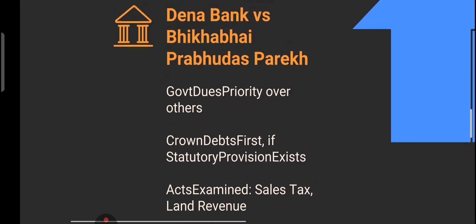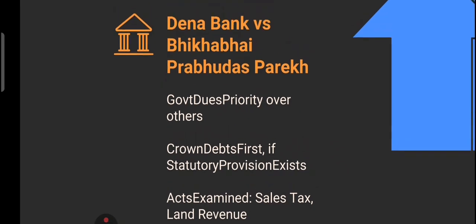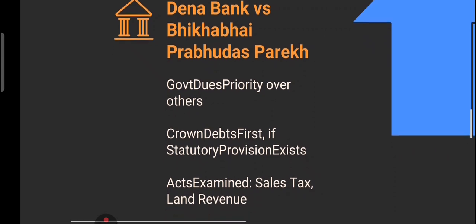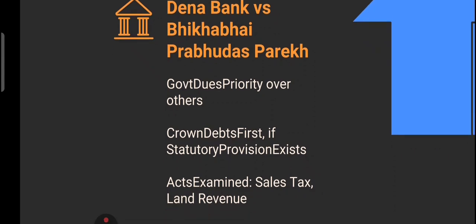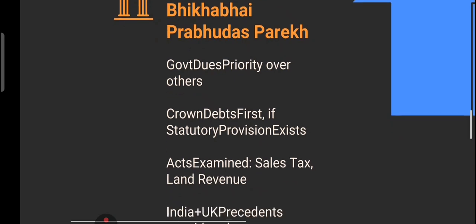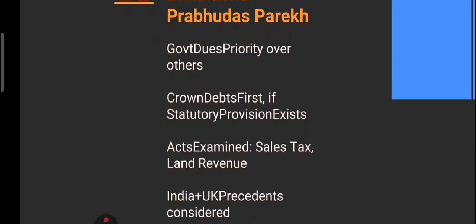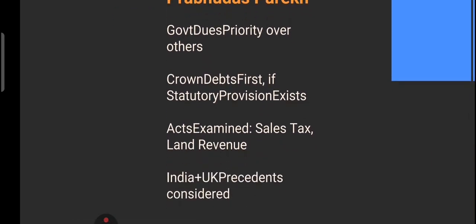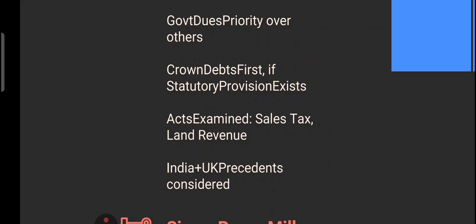to make its decision. So Dena Bank versus Bhikhabhai Prabhudas Parekh, this case highlights that government dues get top priority when it comes to repayment, and this debt is called crown debt. Remember, this due is called crown debt. This priority only applies if a specific legal provision exists. You can see, only if a specific legal provision exists will this priority apply. And the court studied laws like sales tax and land revenue act, and even used precedent from both India and UK to make its decision.